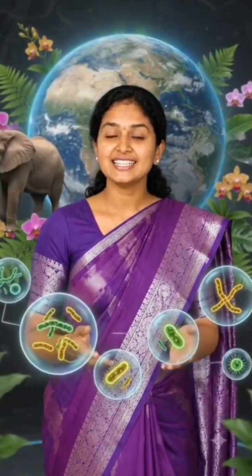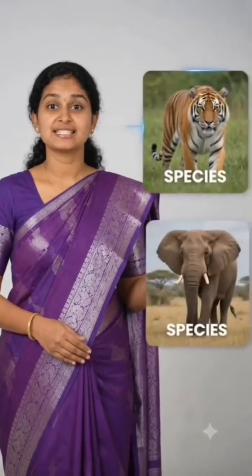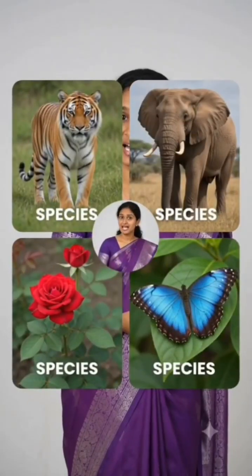The living world contains a huge variety of organisms. This variety is called diversity. Every different kind of organism represents a species. For example, a tiger and an elephant, also a rose plant and a butterfly.